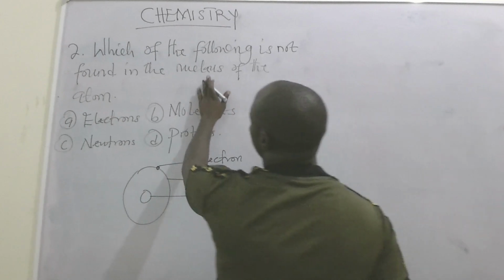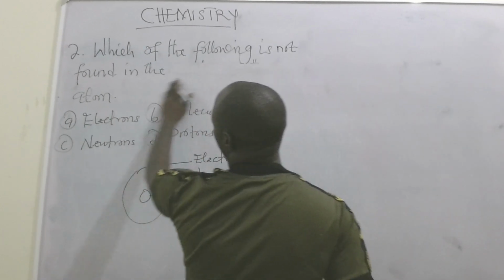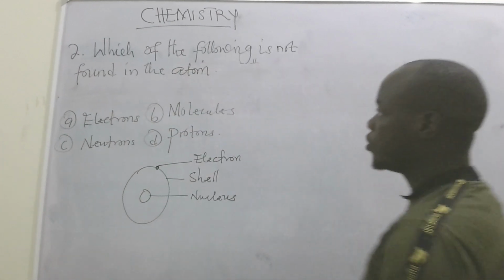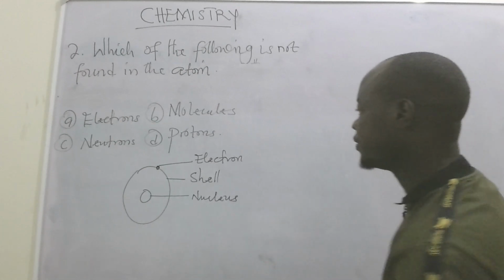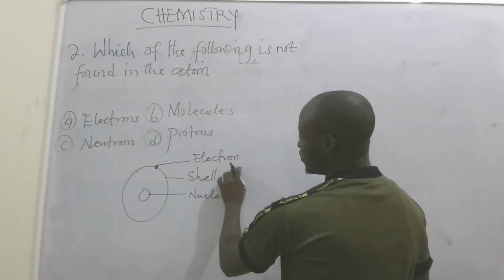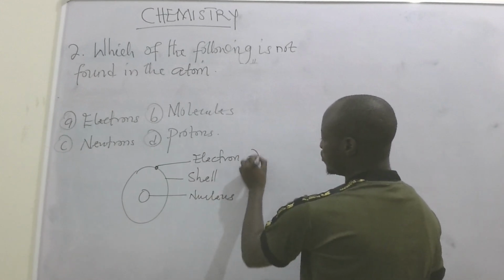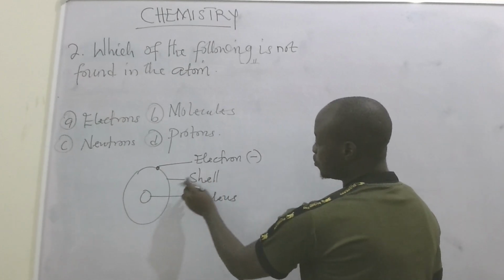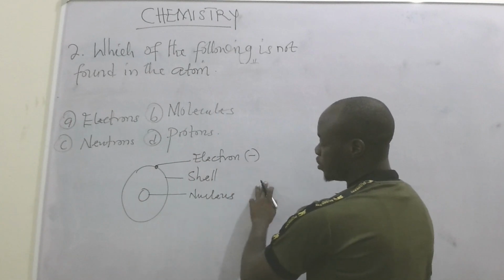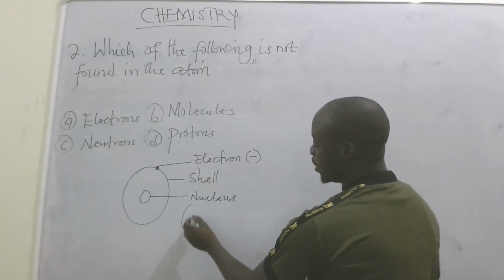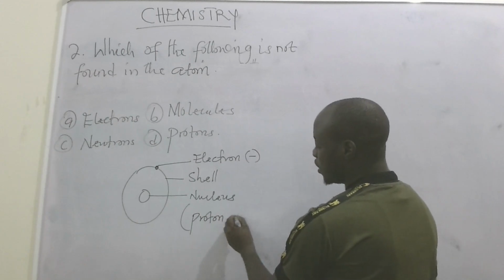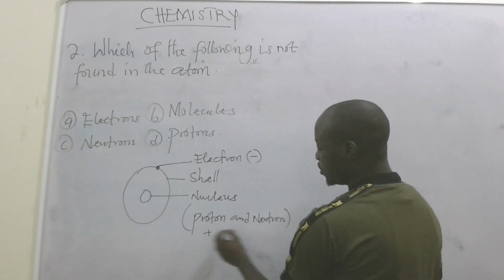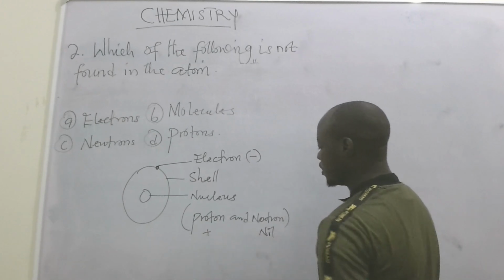which of the following is not found in the atom? That is the question. So now we have the shell, and in the shell we have electrons, and the charge of an electron is negative. On the shell we found the nucleus, and in the nucleus we have protons and neutrons. So a proton is positive and a neutron is nil, so it doesn't have a charge.